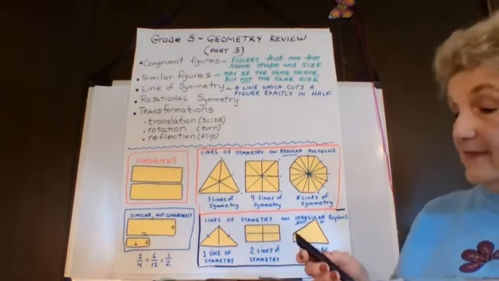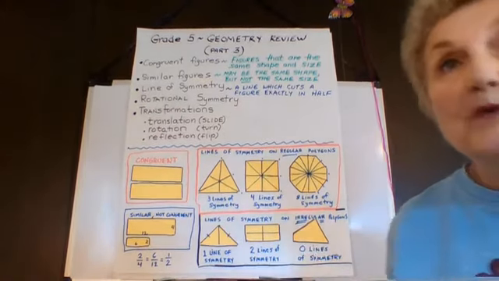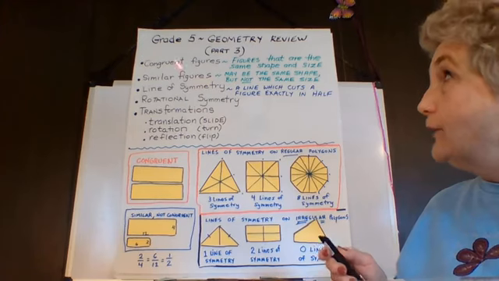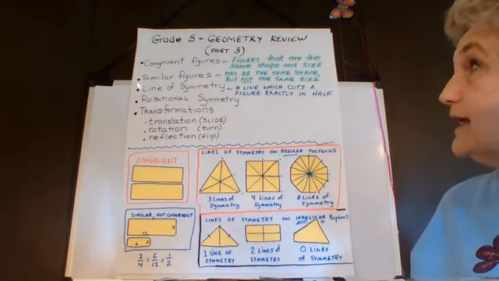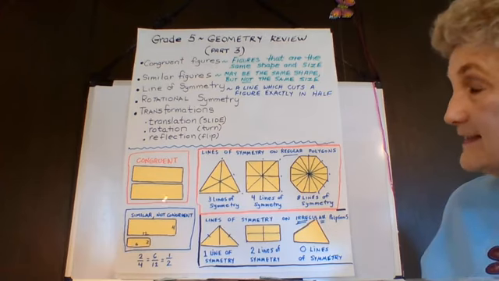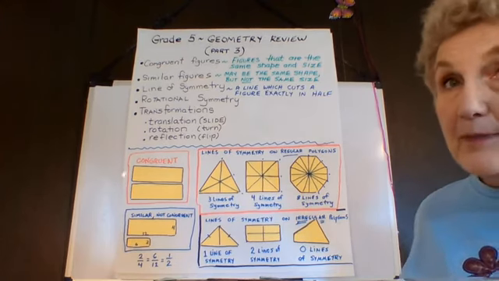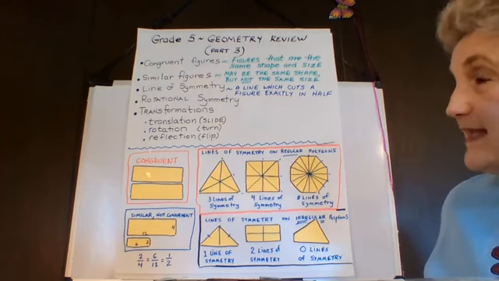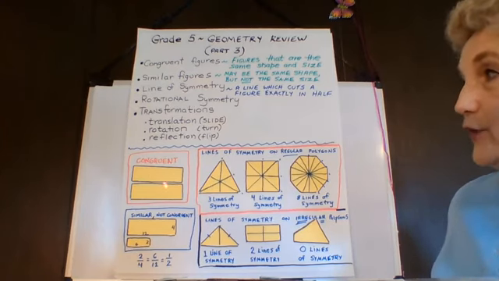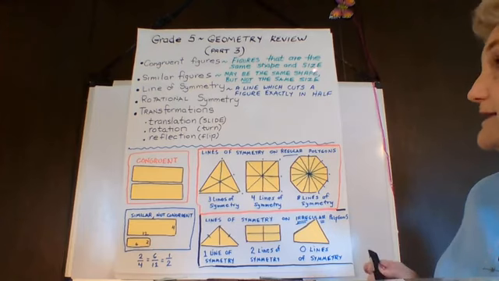Part 3 deals with the following concepts, and we're going to make them real easy for you in a minute. Congruent figures, which are figures that are the same shape and size. If you look down here at this example, these two rectangles, now again, pardon my drawing, but they are supposed to be the same. Even if this one was standing vertically, these two are congruent because they are the same shape and size.